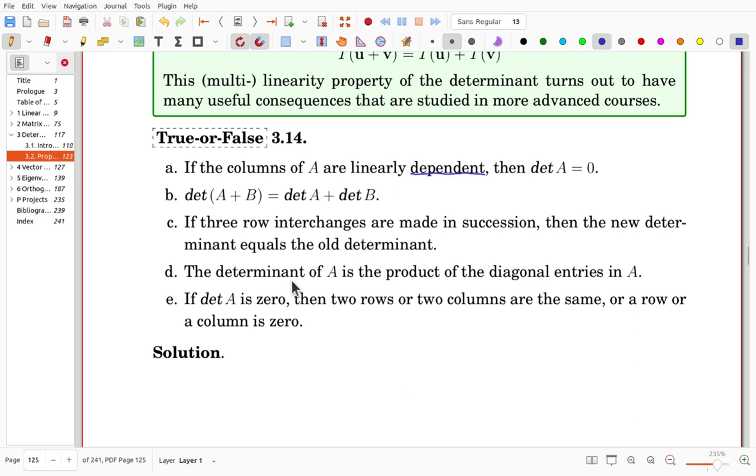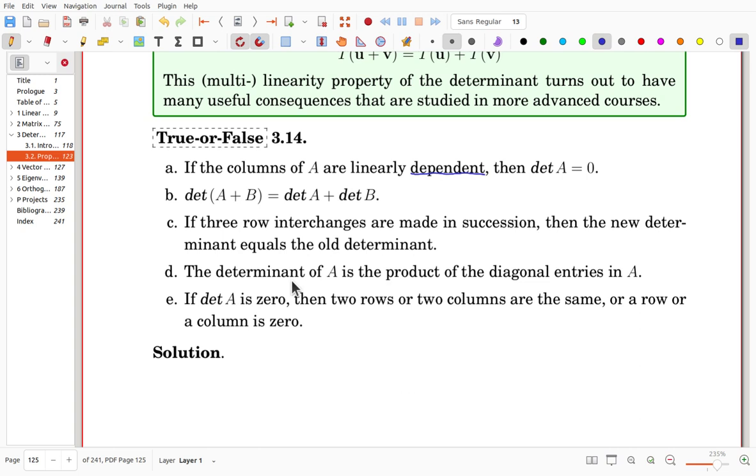The determinant of A is the product of the diagonal entries of A. Also, this is false. If A is a triangular matrix, then it is true. However, for a general matrix, it is not true.